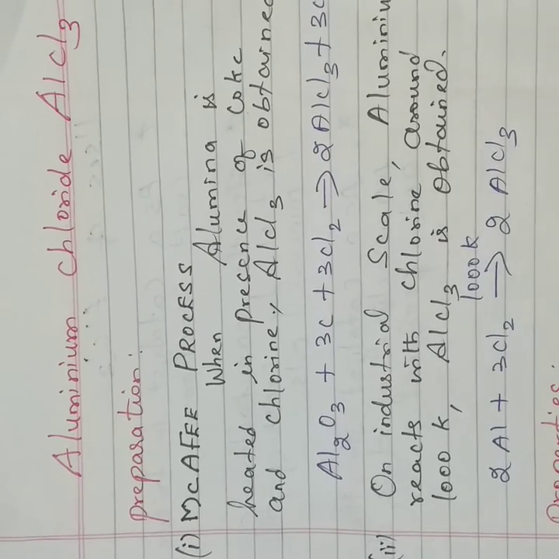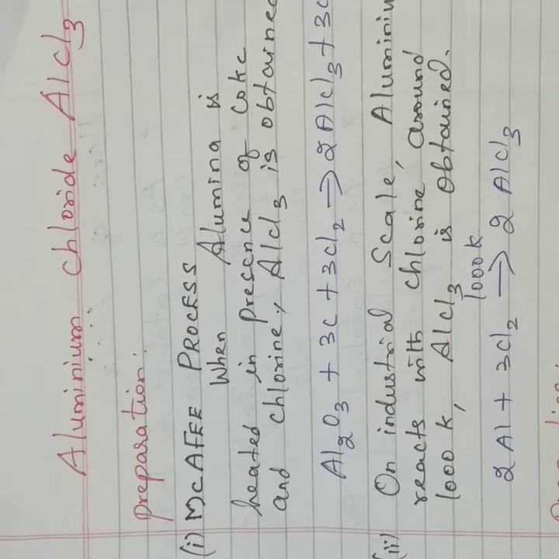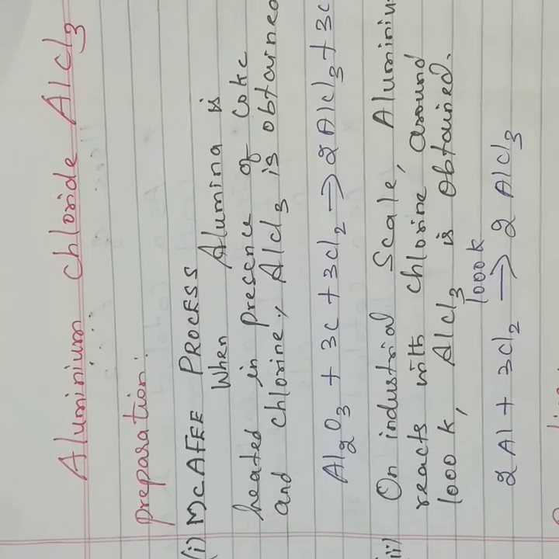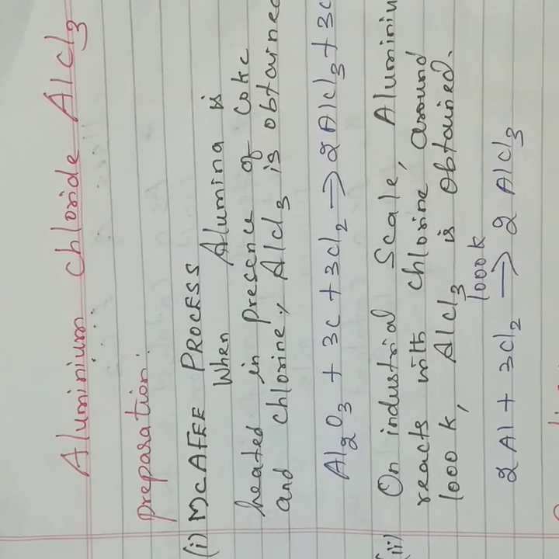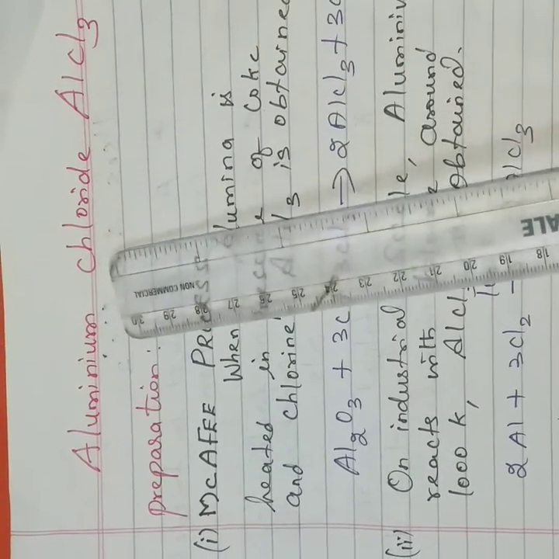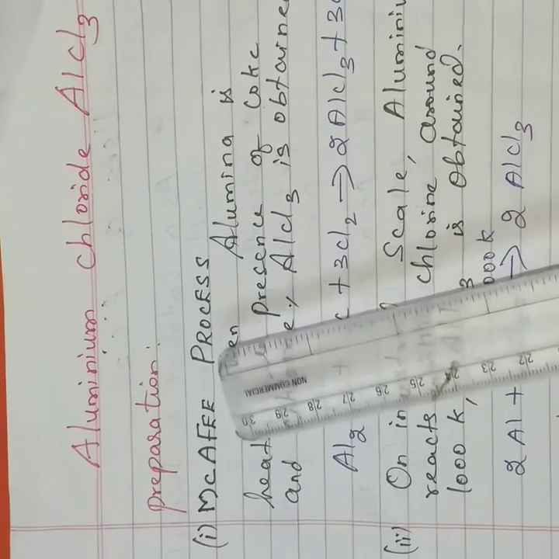The next element in the boron family. So the boron compounds are over. In the same 13th group, one more element is there, that is aluminium. Aluminium extraction you already studied in 10th standard. So in 12th, we are going to see the compounds of aluminium, that is aluminium chloride. Its formula is AlCl3. We are going to see the preparation.